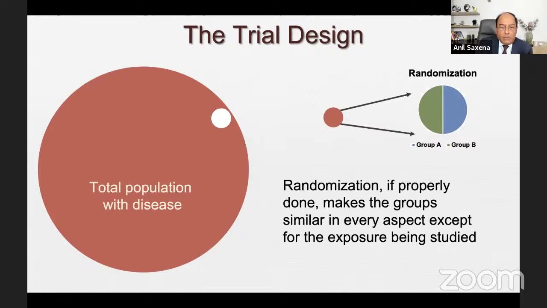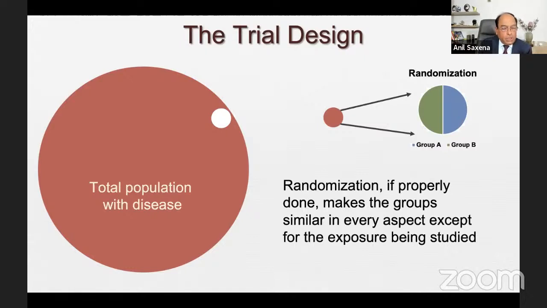There are many methods of randomization. It's done randomly by computerized random number generation. And if properly done, it makes the groups completely similar in every aspect except the exposure that we are trying to study. So the exposure is what you're trying to study. For example, if you are giving a particular drug, it is called an exposure. If you're seeing the effect of exercise, you will give exercise in one group and not in the other. It's called an exposure.